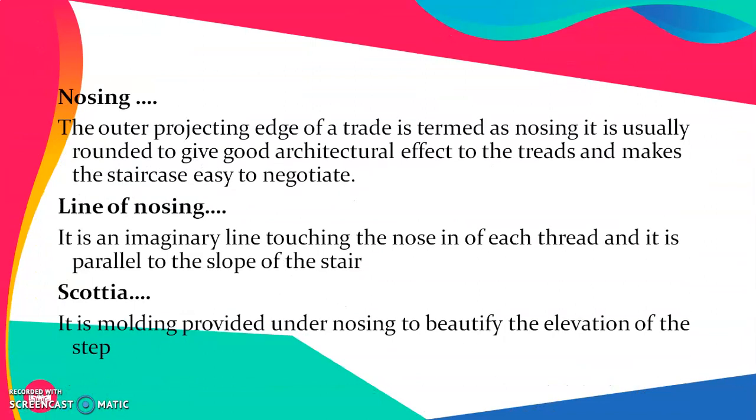Nosing: the outer projecting edge of a tread is termed as nosing. It is usually rounded to give a good architectural effect to the tread and makes the staircase easy to negotiate. Next is line of nosing. It is an imaginary line touching the nose of each tread and it is parallel to the slope of the stair. Scotia is a molding provided under a nosing to beautify the elevation of a step.